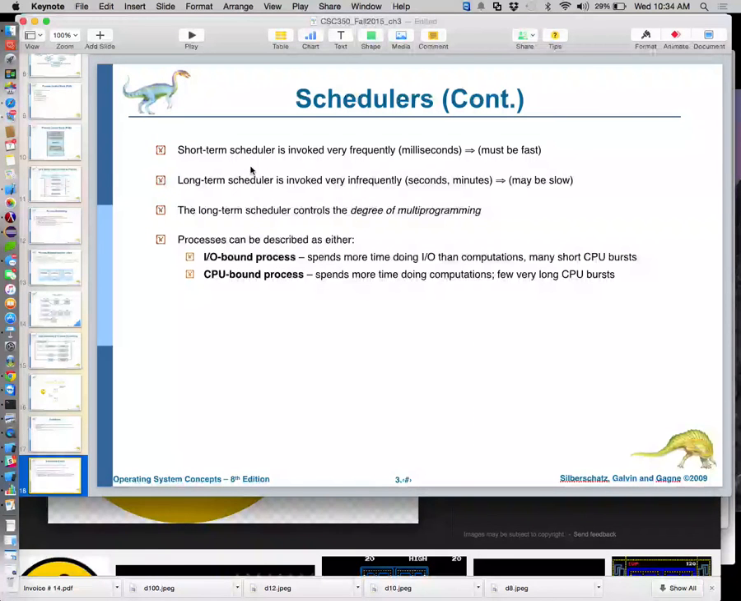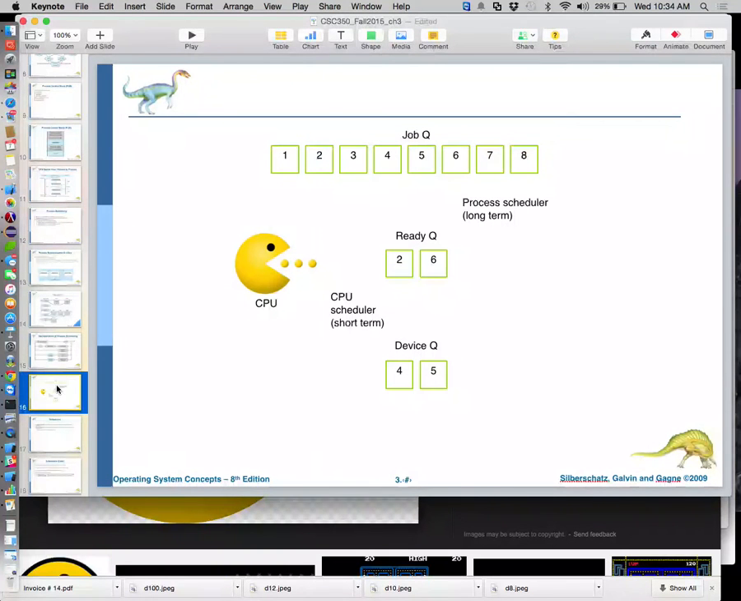So, a long-term scheduler controls the degree of multi-programming. Again, if we extrapolate forward and think about what if we have 2 Pacmans. So what do we have here? Here's our dual-core computer.